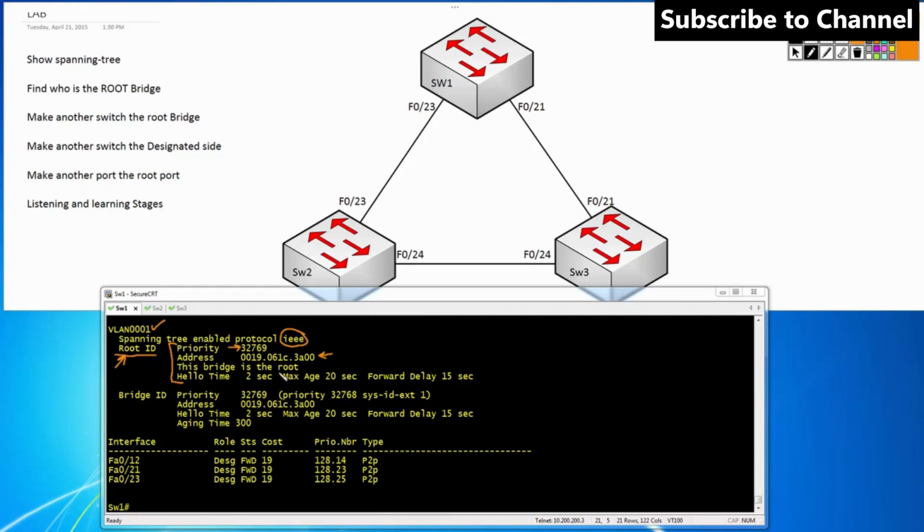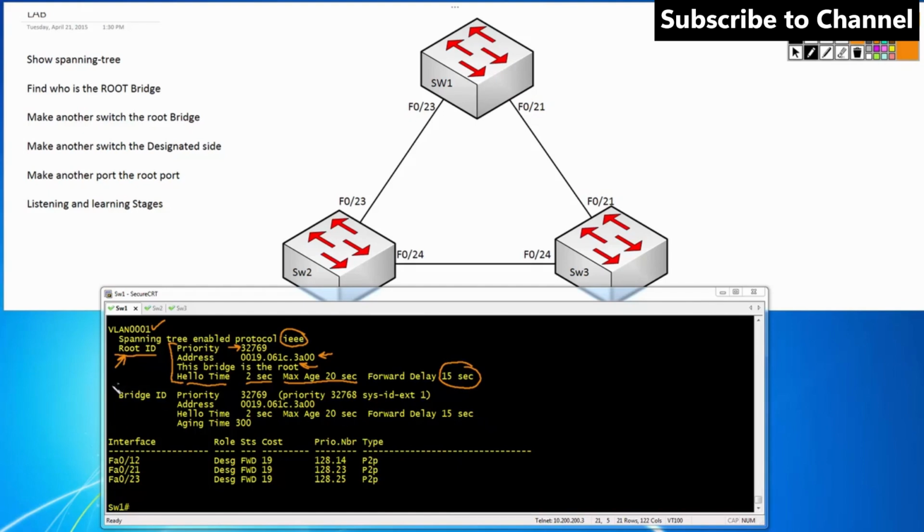Now, this interesting thing here, it says this bridge is the root. Well, if this bridge is the root, that means it's telling you that, hey, you're sitting on the root bridge. It also tells us what our hello timers are. It tells us what our max age is and what our forwarding delay is.